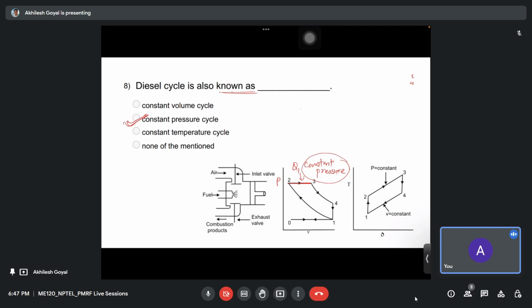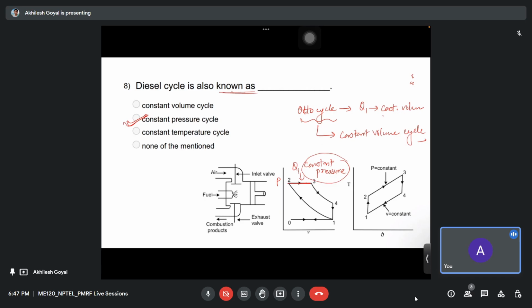And if we talk about the Otto cycle, in the Otto cycle, heat Q1 is added at constant volume. So Otto cycles are called constant volume cycles. Okay. So diesel cycles are also known as constant pressure cycles, and Otto cycles are also known as constant volume cycles. Okay. Let's move to the next question.